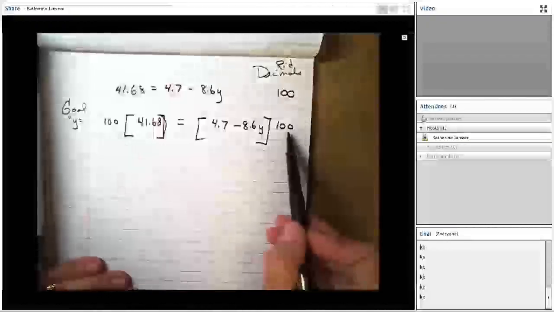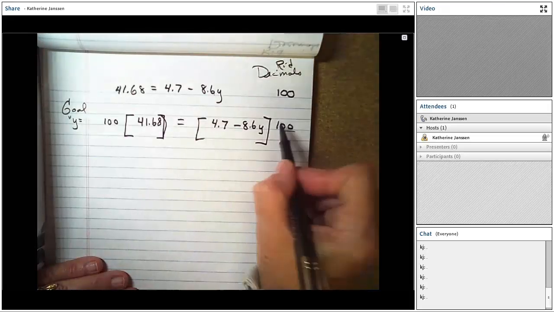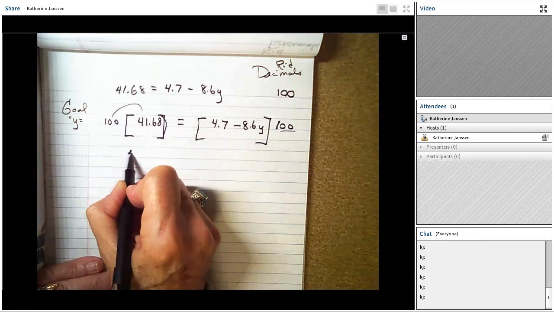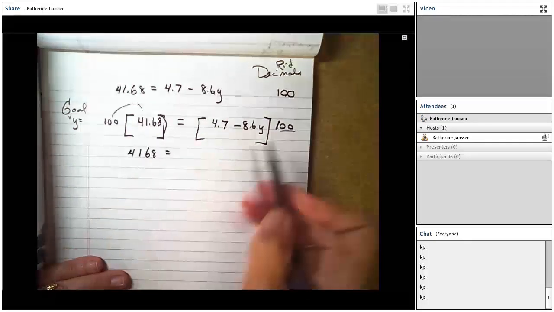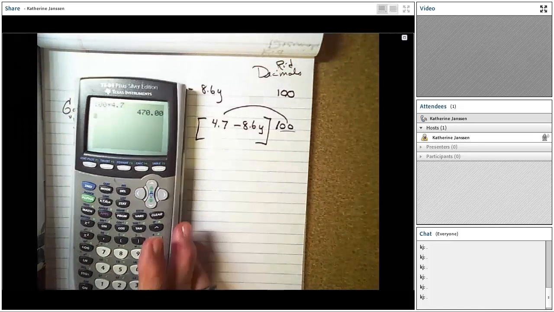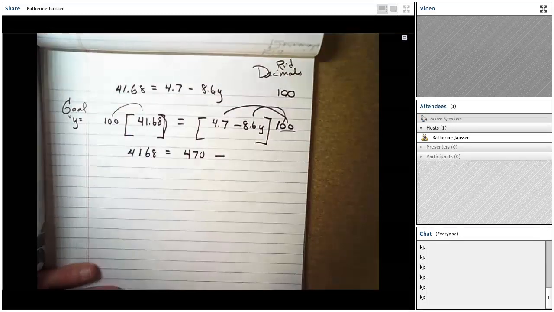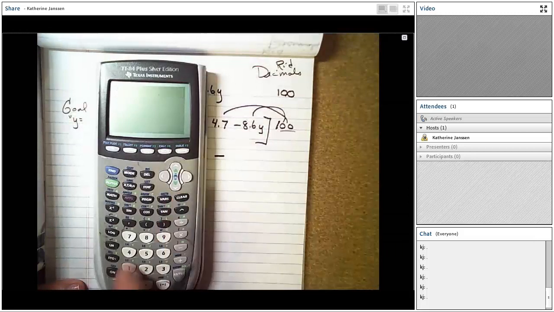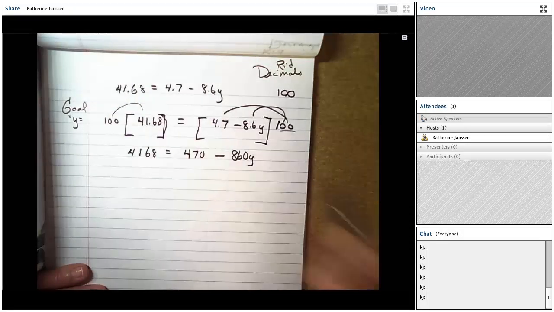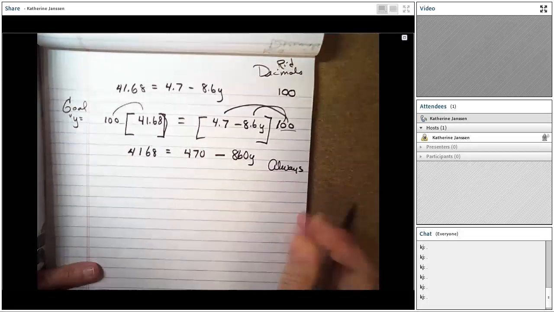We've got two placeholders here, and one following the decimal point, one following the decimal point. So we'll multiply by 100. So 100 times 41.68 is 4168. 100 times 4.7 is 470. Pick up your sign and distribute 100 times 8.6 equals 860 times y. I always change subtraction to addition so I know the sign of the term.